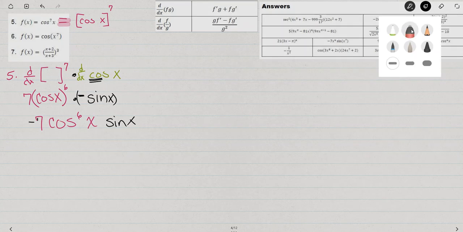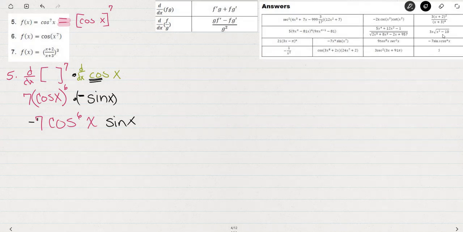And we can find that here in the middle. The opposite is 7. Oh, I'm sorry, that's not quite it, is it? Let's keep going. Where do we find that? Here we go. The opposite of 7 times sine x times cosine to the 6th x.